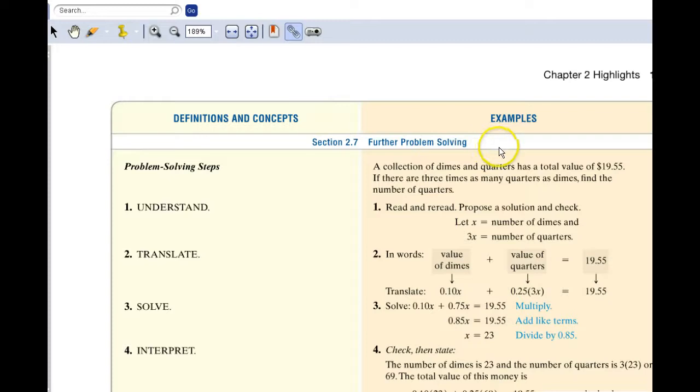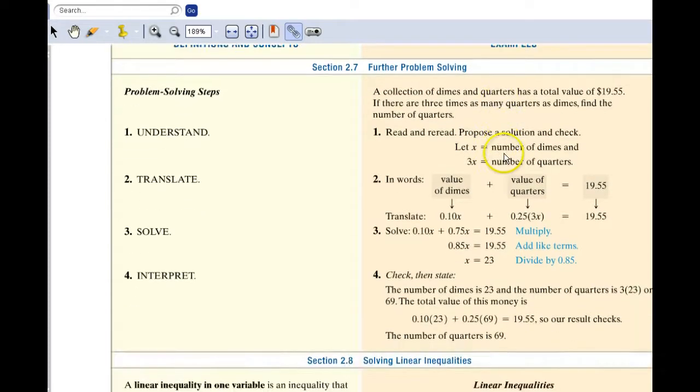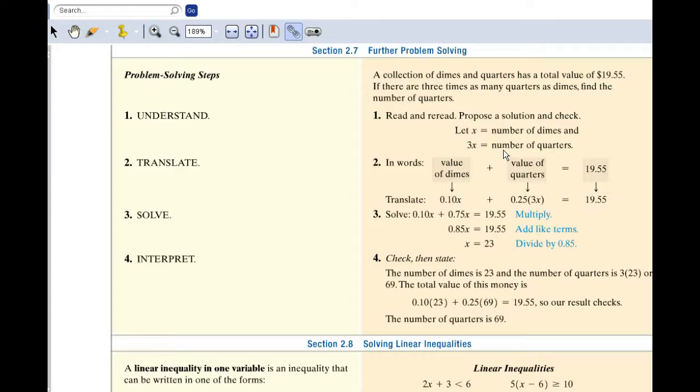I think we're about ready to wind this up here. All right, here's another word problem that they're giving us. Here it's a collection of dimes and quarters which have a total value of this. And there are 3 times as many quarters as dimes. Find the number of quarters. And I remembered, again, if you looked at the video on this word problem section, I did a lot of these in great detail.